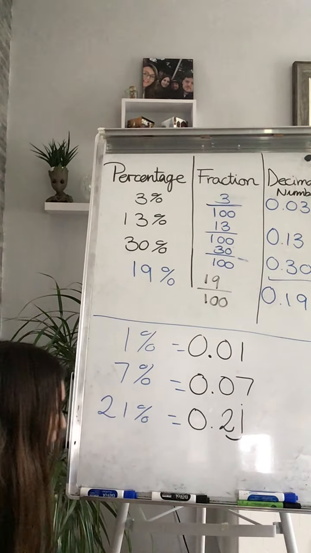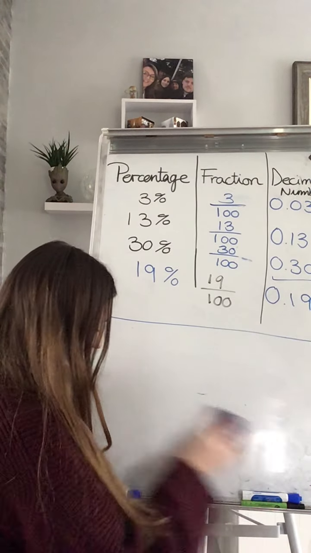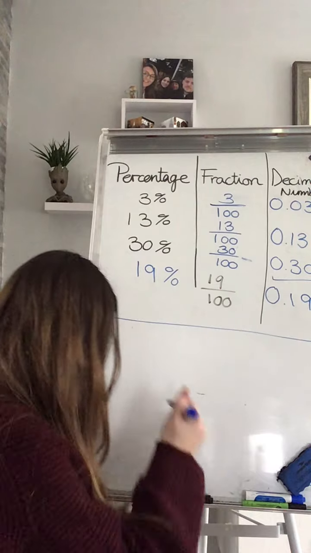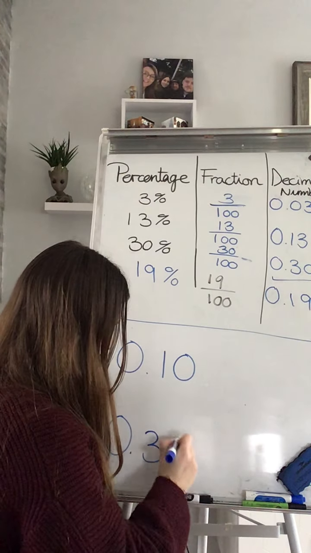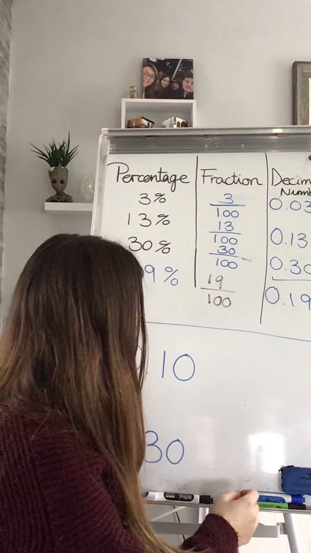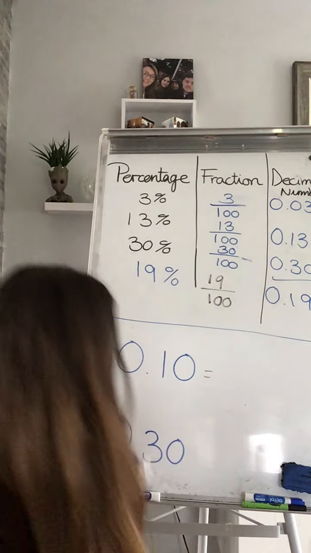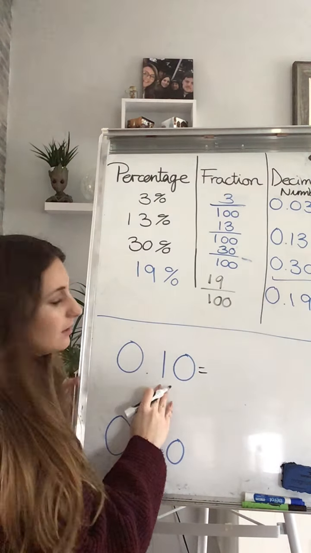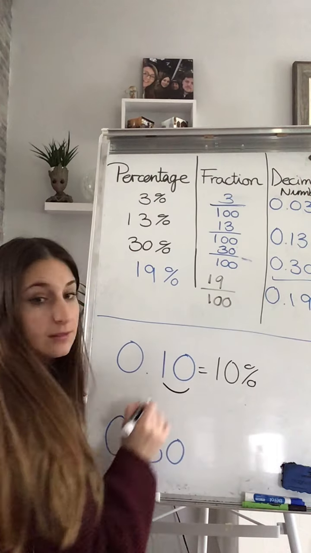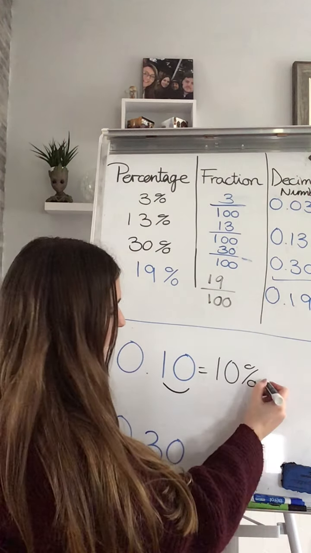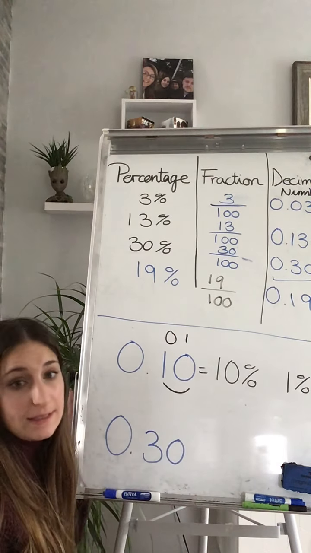Right, so that's it. That's the only thing that I want to show you before I let you go. Let's see what will happen if I have 0.10, or in that case 0.30. So if I have 0.10, it will be the same as what? As 10%, wouldn't it? Yeah? Why will it not be 1%? Because if it was 1%, it would be 0.01, wouldn't it?